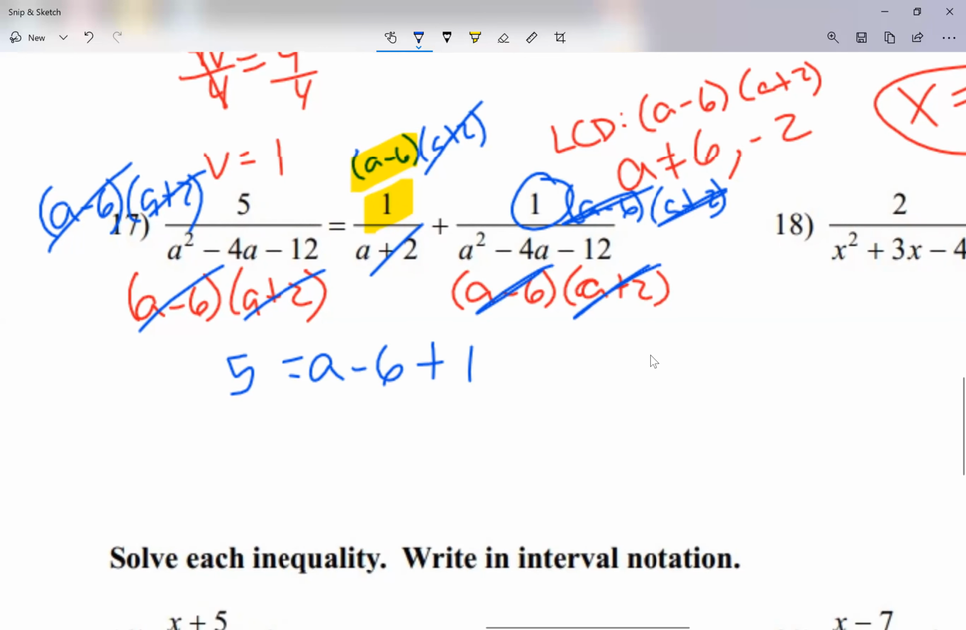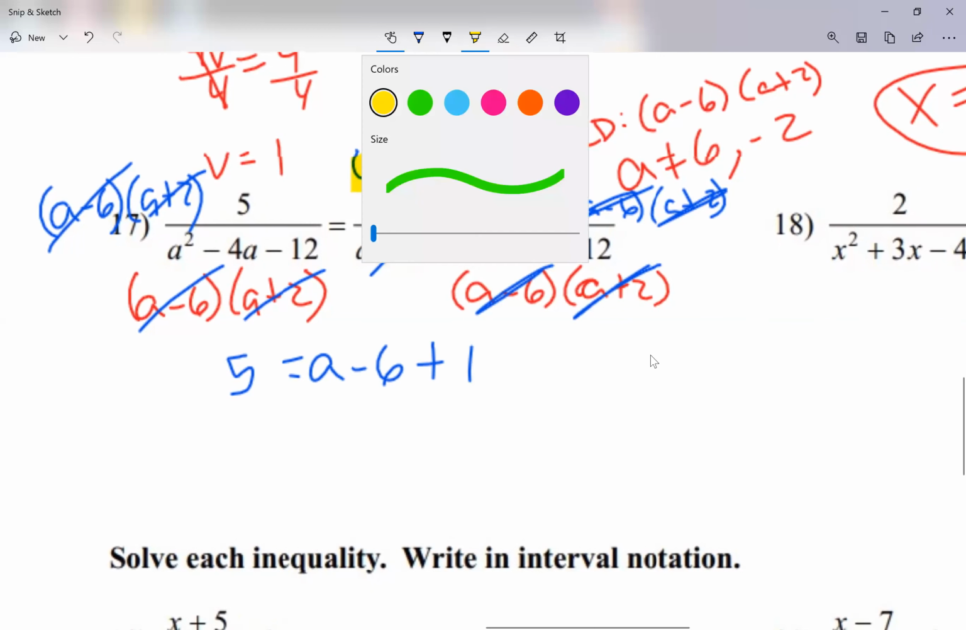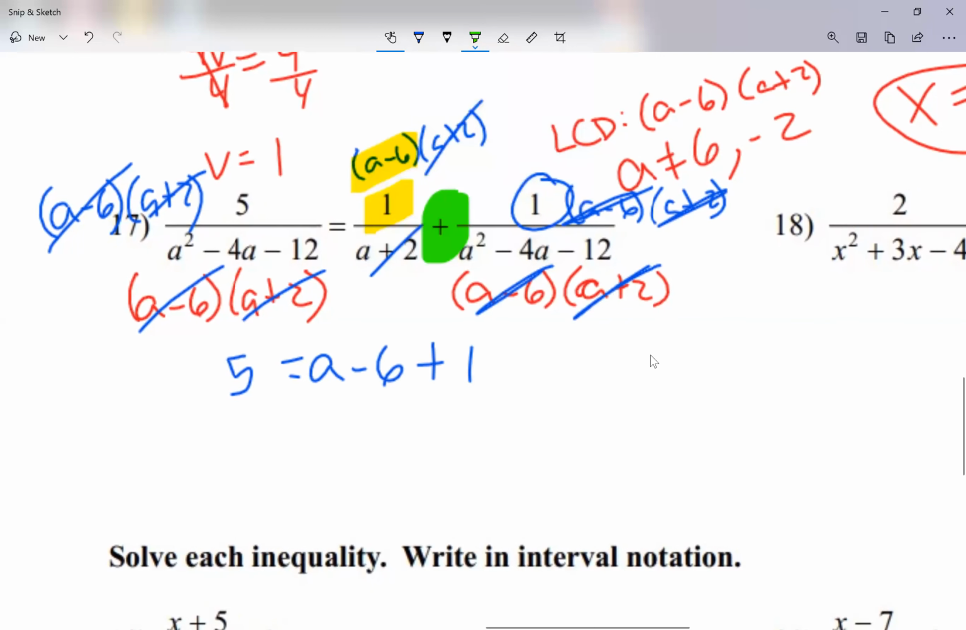Remember how our fractions need to have a plus in between them, so that's good. I have a plus. And if it had a minus, let me highlight in green what I'm talking about. If this plus was a minus, I would switch it to plus and then distribute the negative sign to a parentheses on the following fraction. Okay, so I have this. So I have 5 is equal to a minus 6 plus 1.